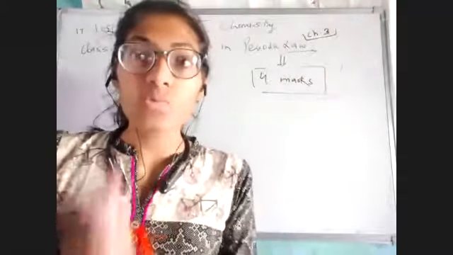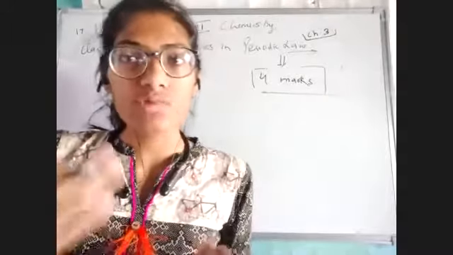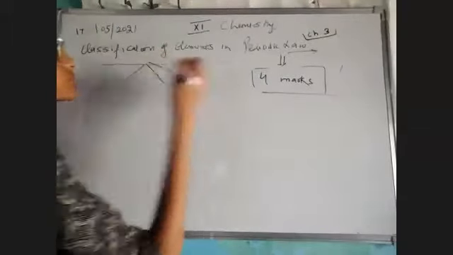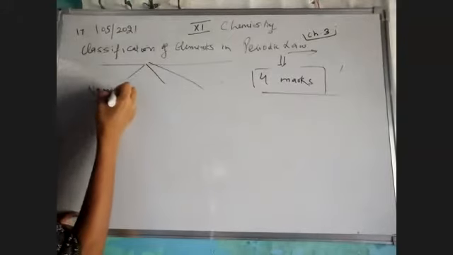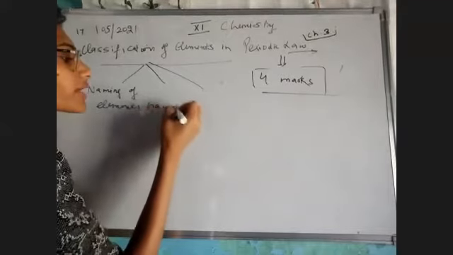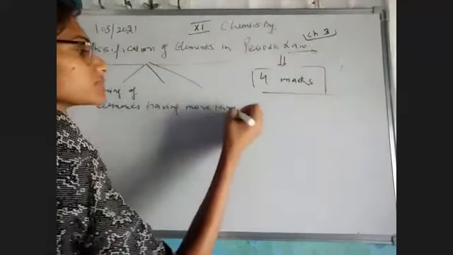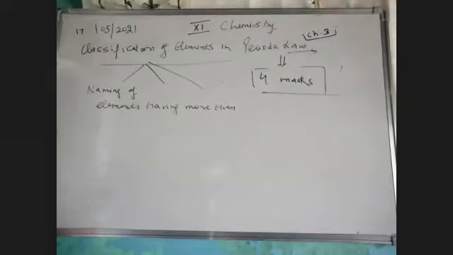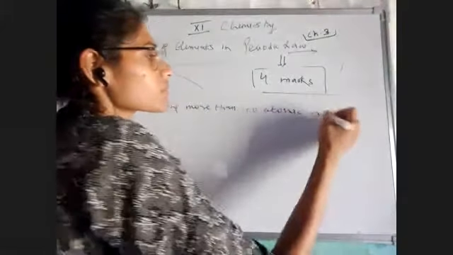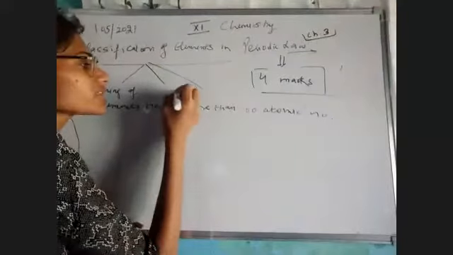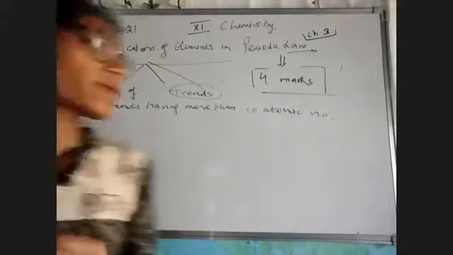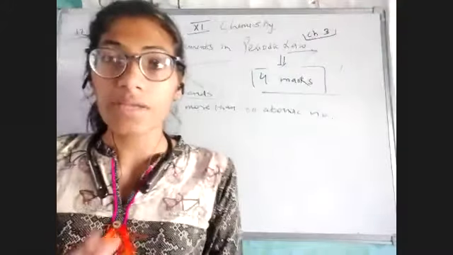So where are we going to lead in this chapter, what do we have to study in this chapter? We are basically going to deal with the topics of naming of elements having more than 100 atomic number. And then we are going to study the trends. So we will go topic by topic, first topic and then the second topic, detail by detail.